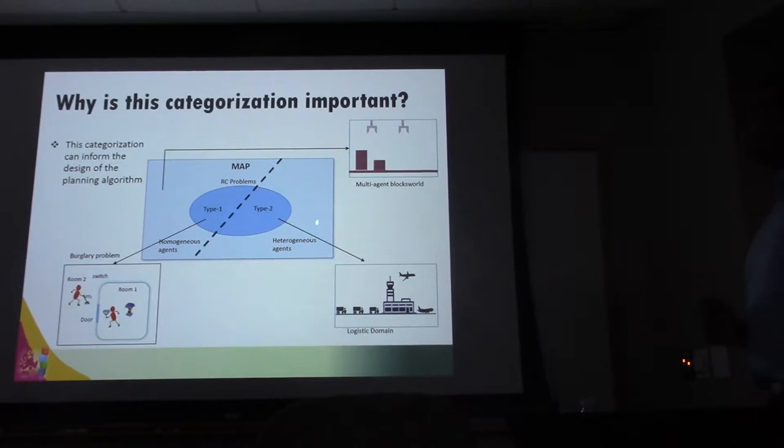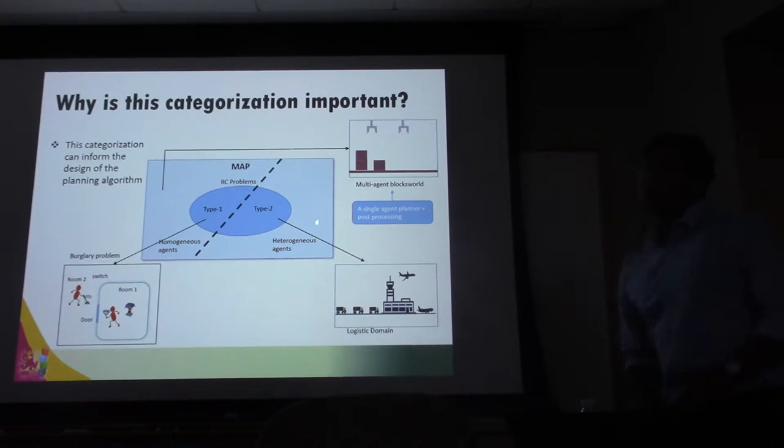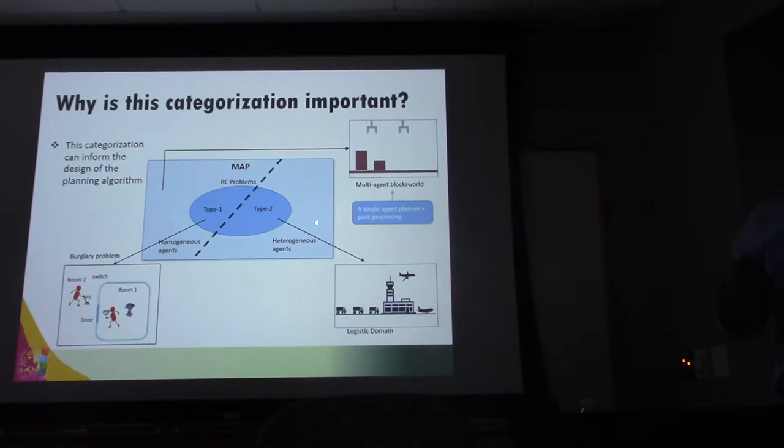The reason why we should care is that the category of these problems could inform the design of the planning algorithms that can solve them. For example, if you look at the first problem, you could just think about a single robot solving the problem. You can just plan with a single robot, and later expand it to different agents. So one agent does all the planning, and then I later decide this part of the plan will be done by the first robot, this part by the second robot. Easier than considering all the agents at the same time.